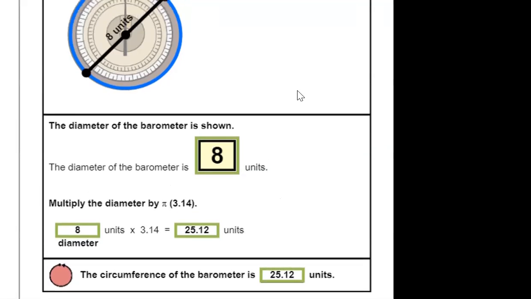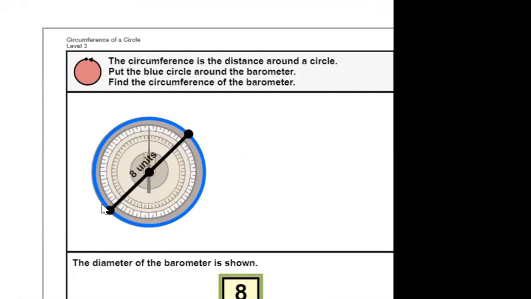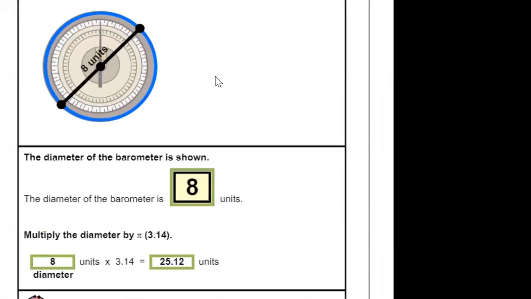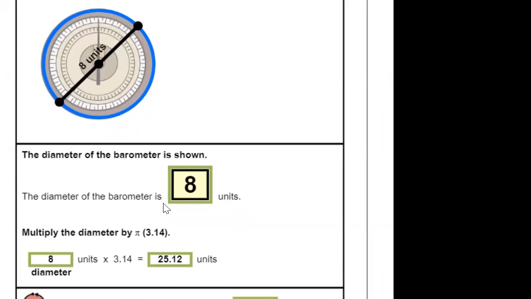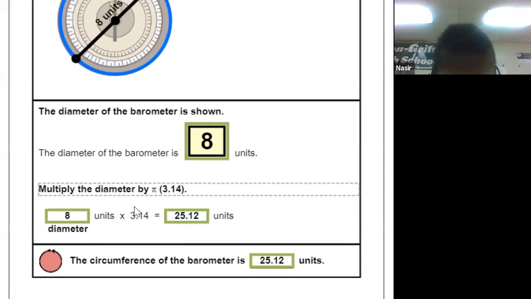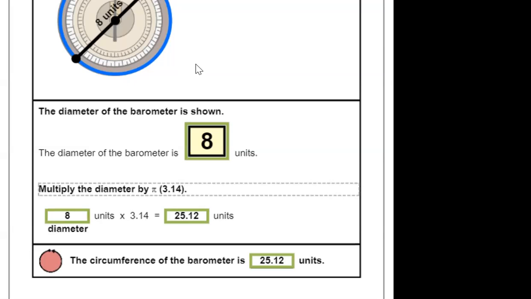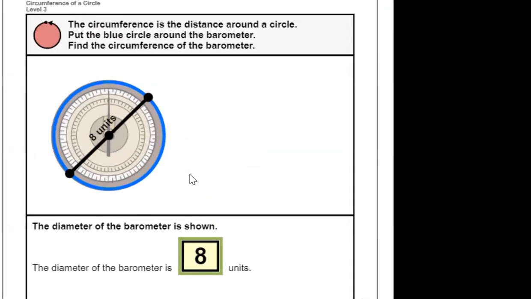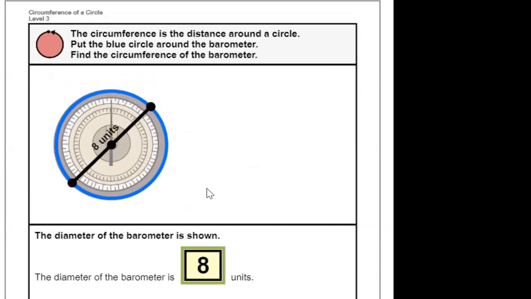So our diameter up here is the distance across the circle from one point to the other. That's 8. And then you're going to multiply that by pi, which is 3.14. Why is it 3.14? That's the number that you have to multiply it by to calculate the circumference. It's the number that they give you. It never changes.